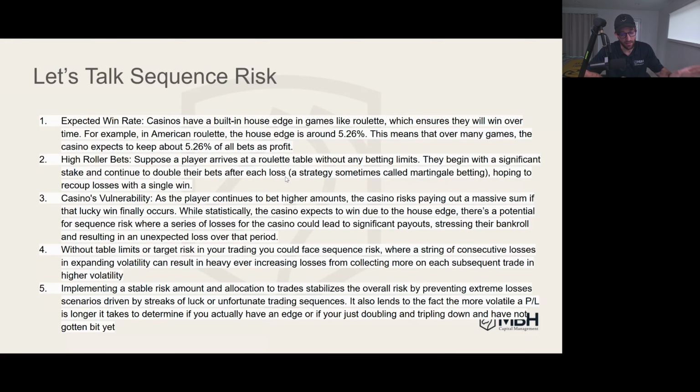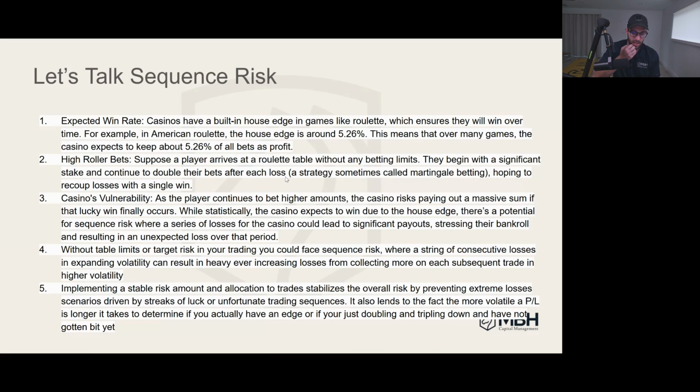And the key with this is very similar to premium capture. When we sell $1 of premium, we hope to collect or keep 5.26 cents of it. However, in a lot of high roller areas, they have no bet limits or dynamic bet limits, which can hold some risk: if someone's constantly losing in roulette, they may go from a $200 bet to a $400 bet, $800, $1,600, $3,200, $6,400, hoping they can recoup their losses, otherwise known as martingale betting.